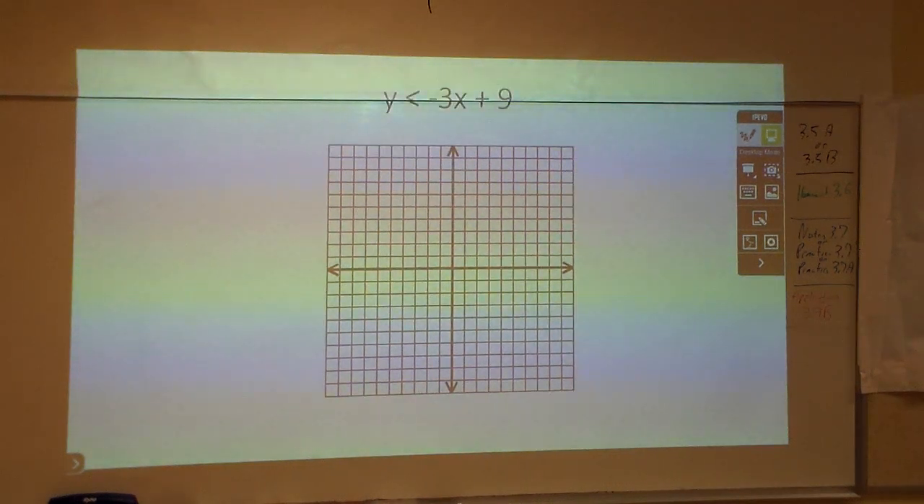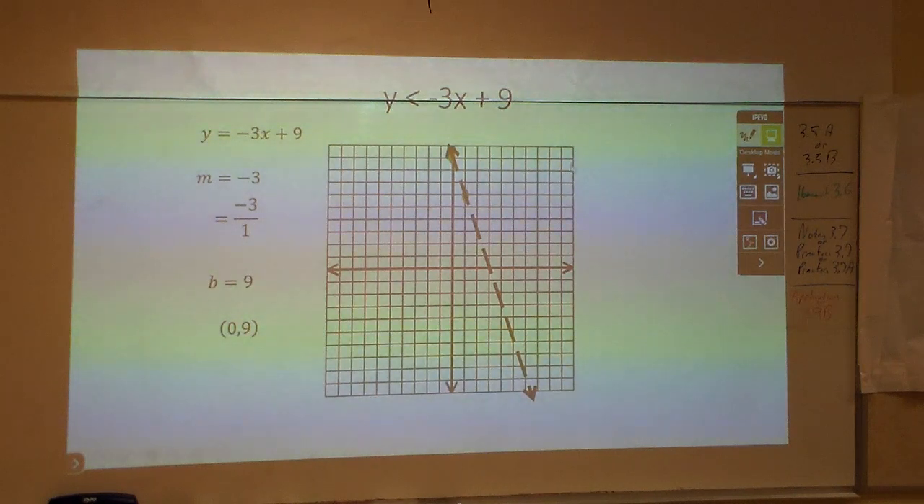Inequality graphs. First off, let's just look at the different types. This one says y less than negative 3x plus 9. So if I wanted to graph it, your slope is negative 3, or negative 3 over 1. The y-intercept is 9. For quick graphing, I would put a dot at 9, the y-intercept. I would go down 3 over 1. And notice there's no bar, so that means it's a dashed line.